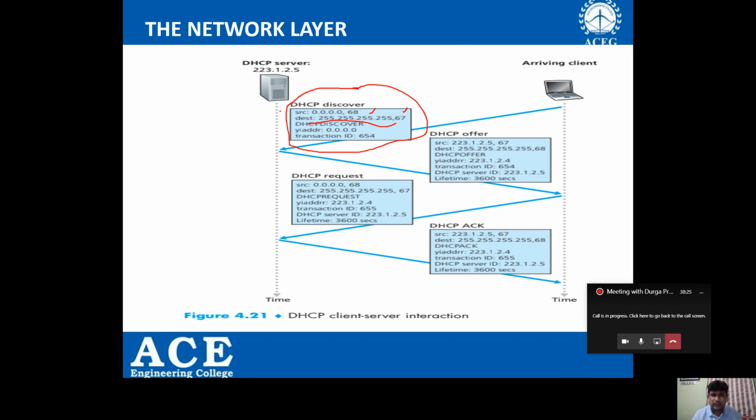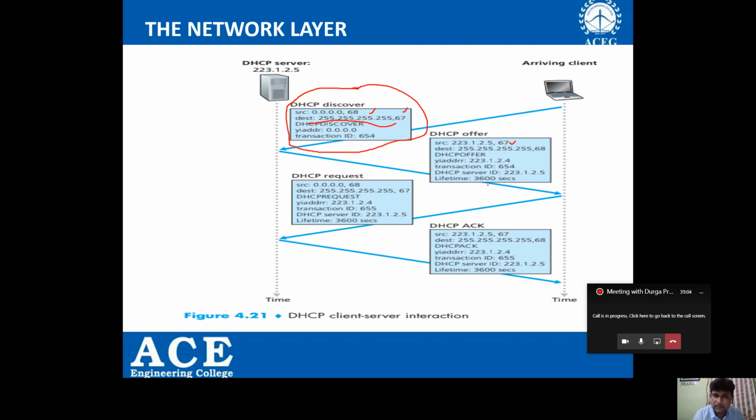Now, once this server receives that particular discover request, it is trying to offer me an IP address. For this, it is trying to give me one particular available IP address. And once I receive an offer from the DHCP server, and I know that it is the device which is actually trying to provide me the service, then once again I'll put a request, saying, sir, I need an IP address so that I can utilize the services.